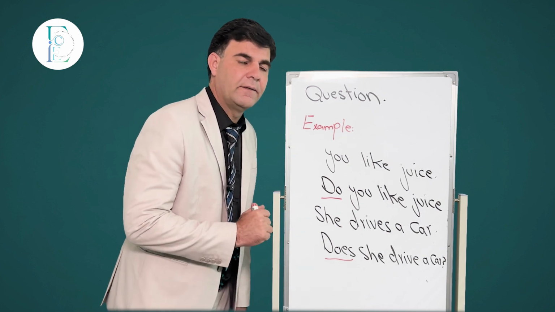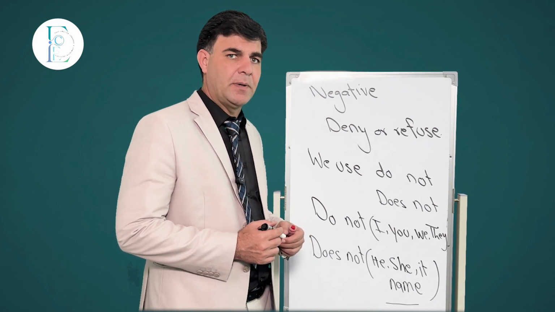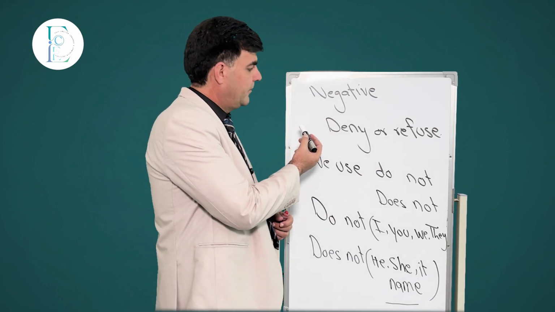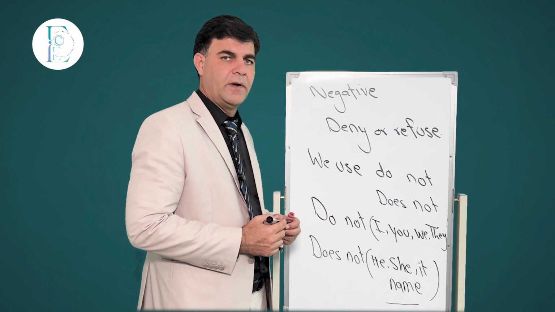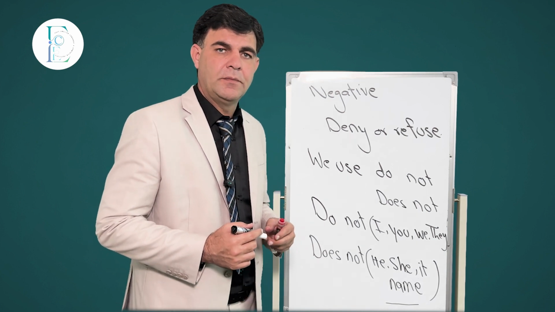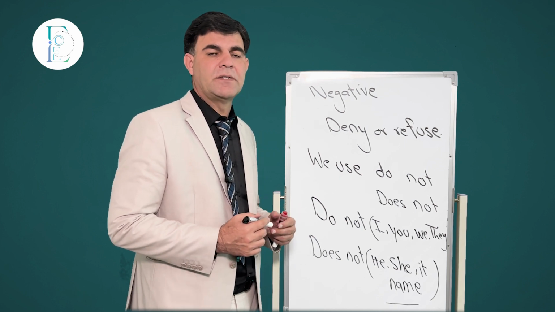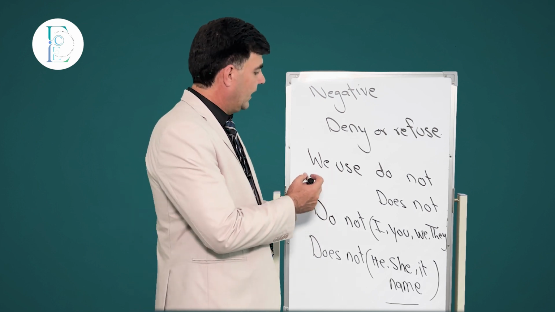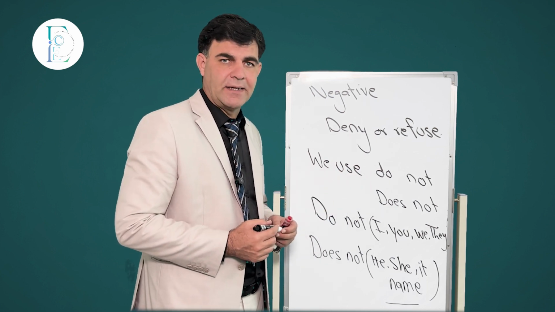Let's go to negative. How do we make negative in present simple tense? Negative means to deny or refuse an action. For example, do you like perfume? I don't like it. So you refuse the action, you refuse the event, you refuse the talk. Refusal. We use do not and does not in present simple tense to make the sentence negative.